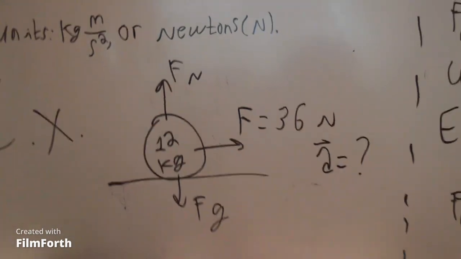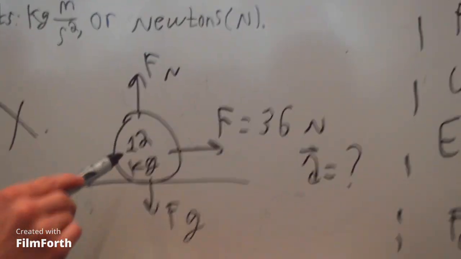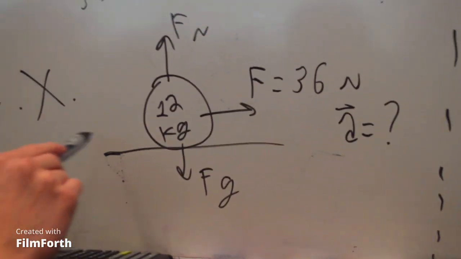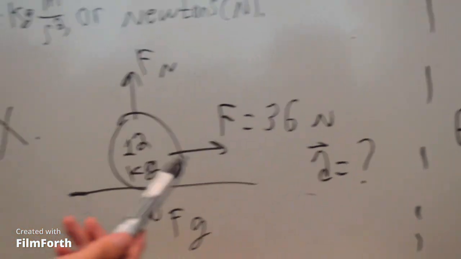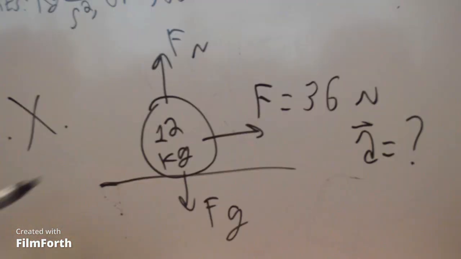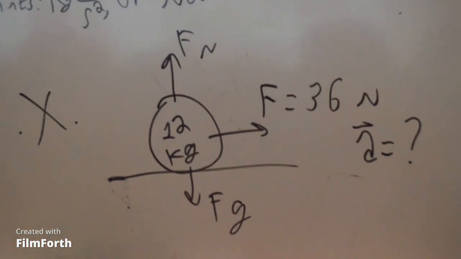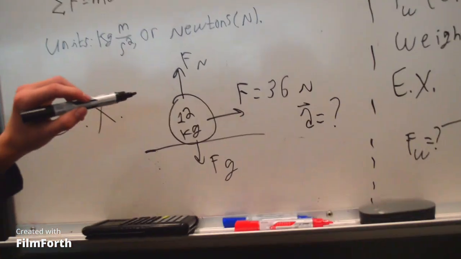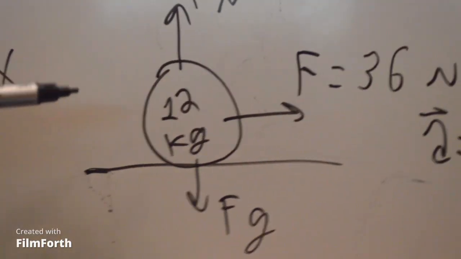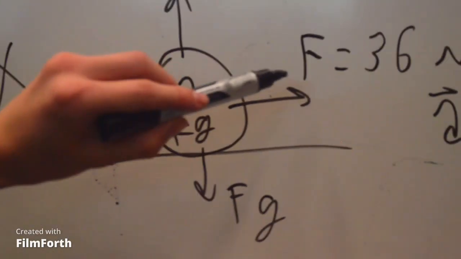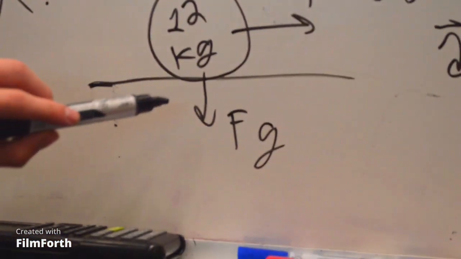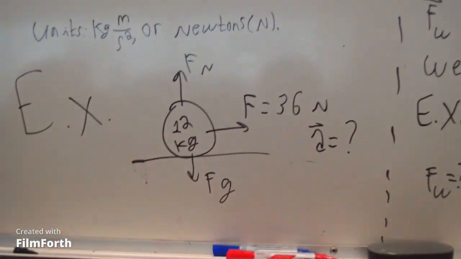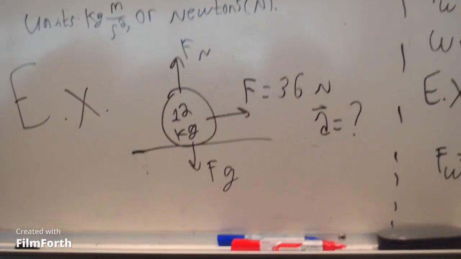So for example, suppose we have this 12 kg ball, and it was applied with a force of 36 newtons, like somebody shoved it with a force of 36 newtons. What is the acceleration of the ball? Well, first, we sketch out all our forces. That's what we always do in problems like these. Notice how there's an applied force, F, a normal force, Fn, and Fg, the weight. And now, Fg and Fn are equal, therefore they cancel out, and all I have is the applied force.